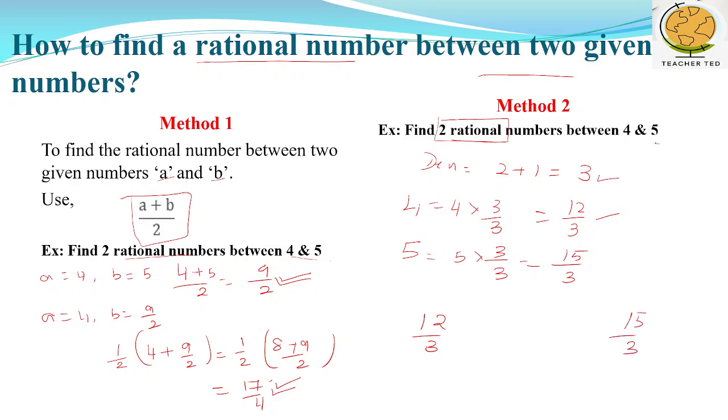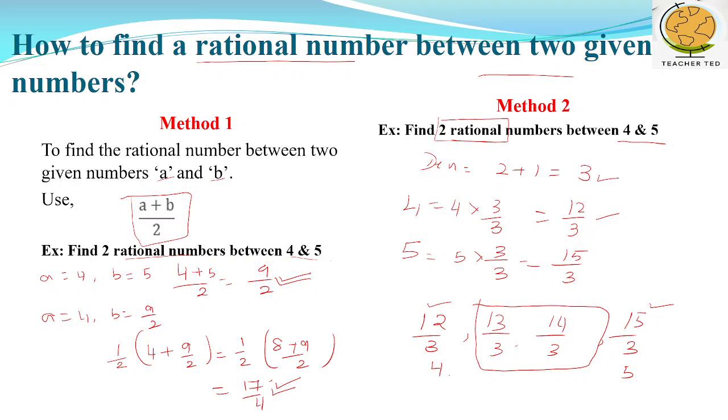If we need rational numbers between 4 and 5, the first number is 4 and the last number is 5. So we can write like this: 12 by 3, the series goes on like this: 13 by 3, 14 by 3, 15 by 3. So 12 by 3 is 4 and 15 by 3 is 5. So between 4 and 5, we can write 13 by 3 and 14 by 3 as the two rational numbers.